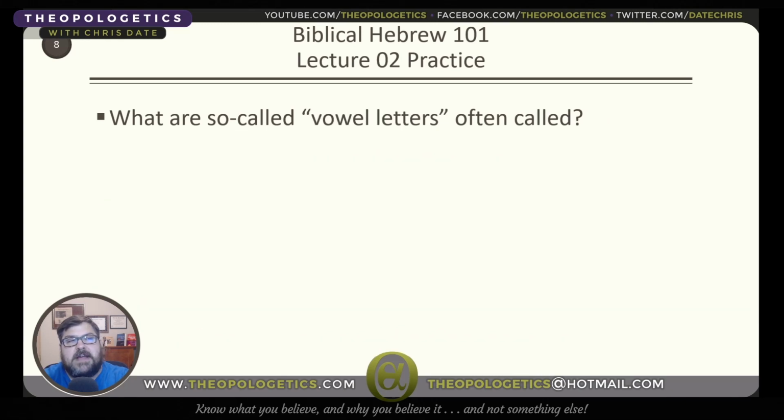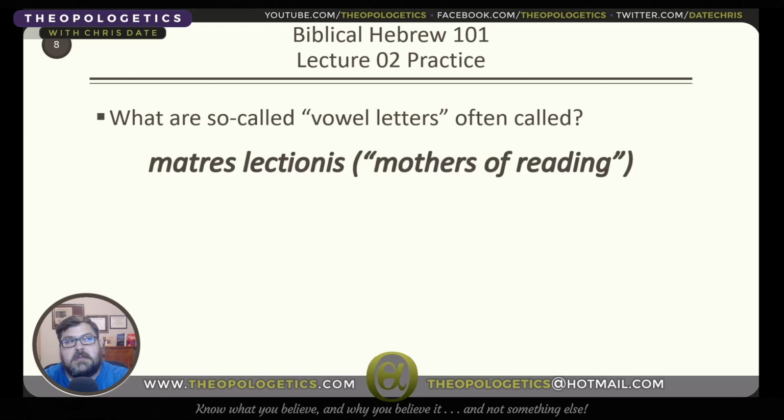What are so-called vowel letters often called? Just like your grammar refers to composite shewas as reduced vowels, so too your grammar refers to something it calls vowel letters, but which a lot of other grammars call what? Matres lectionis, which means mothers of reading. And the singular of matres is mater.